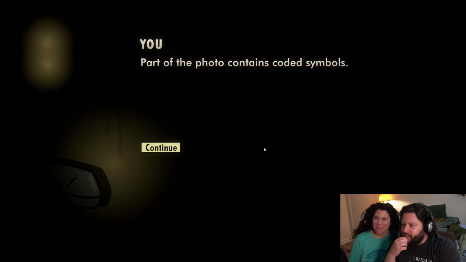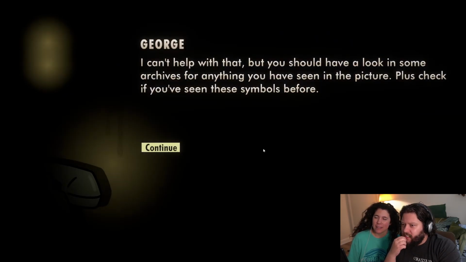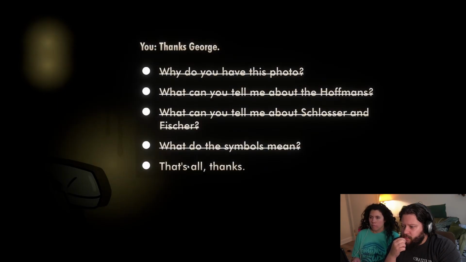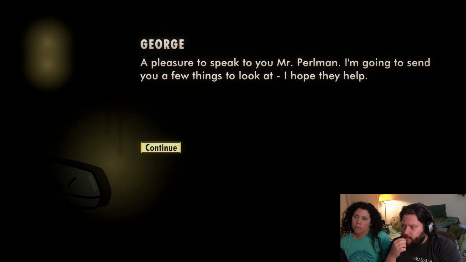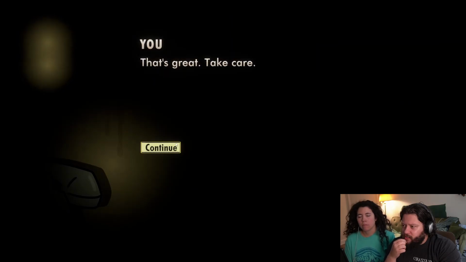What do the symbols mean? Part of the photo contains coded symbols. Can't help with that. But you should have a look in the archives for anything you have seen in the picture. Plus check if you've seen these symbols before. Thanks, George. That's all. Okay. Send you a few things to look at. Hope they help.